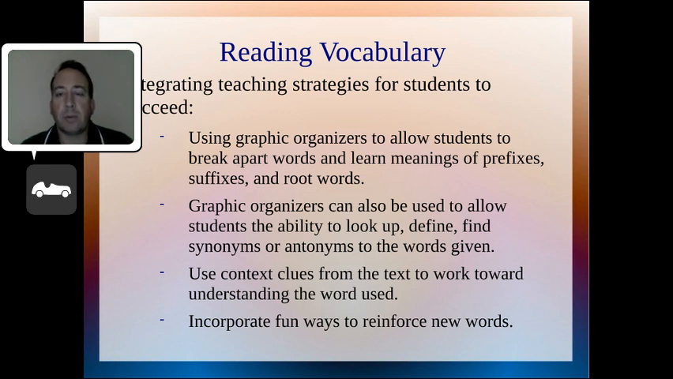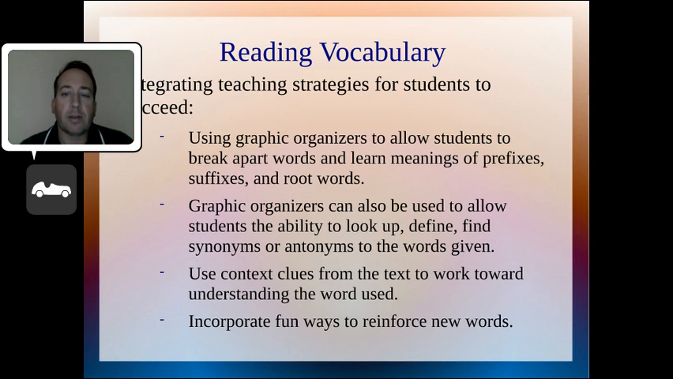This way, if a student is ever exposed to a word that they may not know, if they're able to identify these parts of the word, this can afford the student an ability to have a beginning of an understanding of what the word could mean. Graphic organizers can also be used to help students to learn how to look up words, to have a better understanding as to the definition of the words, to have an idea what synonyms or antonyms are.